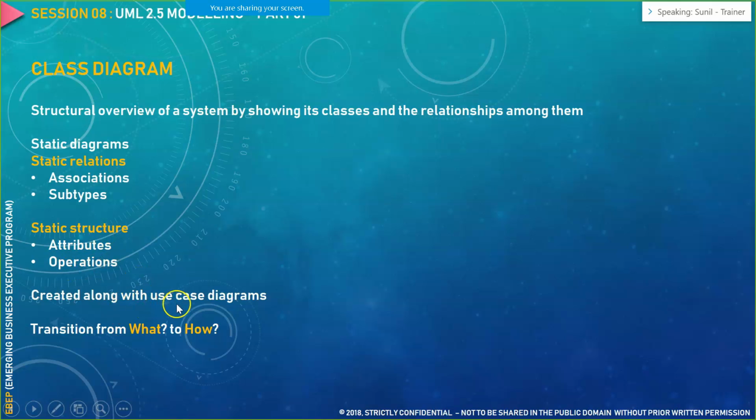They are created along with the use case diagram. So this is not something that is standalone. Whenever you are creating a use case diagram, you create your class diagram as well. Now this is where you transition from what to how. In the use case diagram, we explain what is needed, but in the class diagram, we show how that can be done.